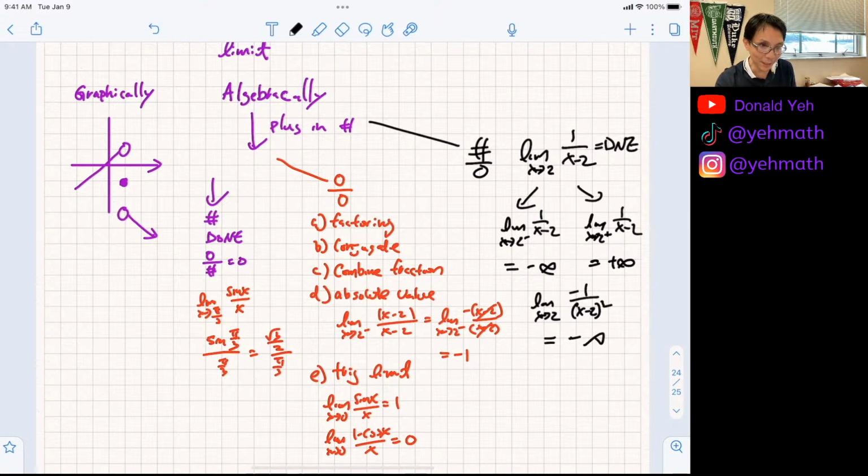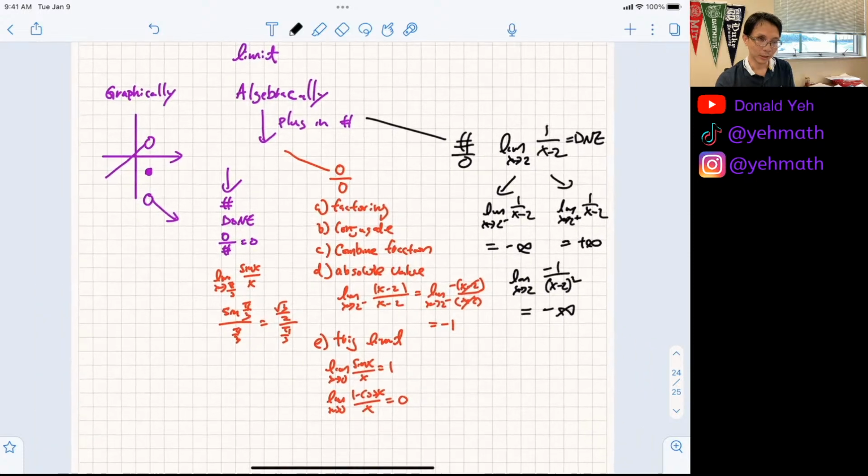This one is going to be negative infinity.